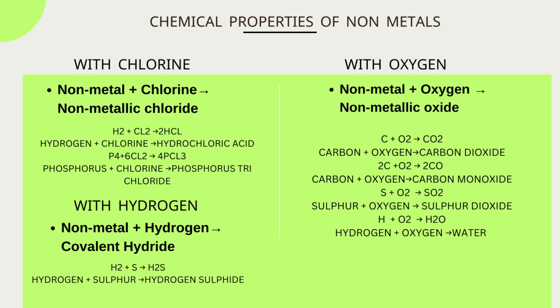Chemical properties of non-metals. Non-metal plus chlorine gives non-metallic chloride. Non-metal plus oxygen gives non-metallic oxide. Non-metal plus hydrogen gives covalent hydride. You can go through the examples.